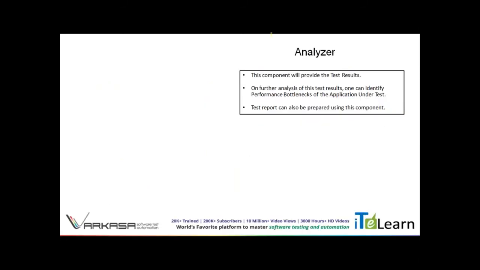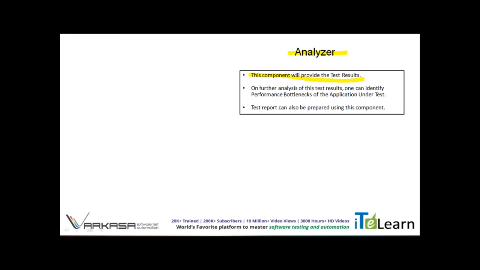Now the last component. We have discussed two components, right? One is the VUGen part and the other is the controller part. Let's look at the last part, which is the analyzer. This component will provide the results. Once the test is done, you have created the scripts using VUGen, you have executed using the controller, you have the results, and the results can be analyzed using the analyzer or analysis.